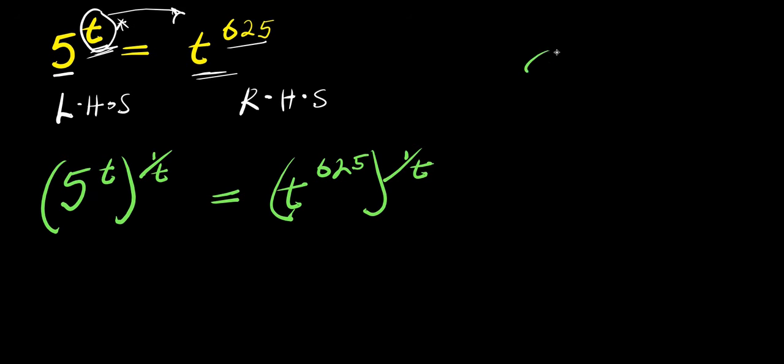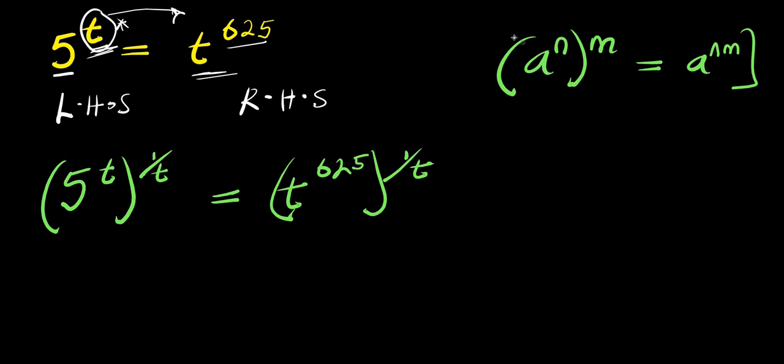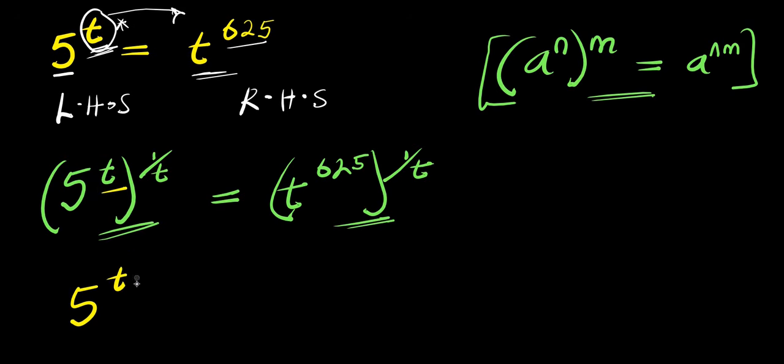Now, if you have a to the power of n, and this is raised to the power of m, this equals a to the power of n times m. So we apply this identity right here and here. So what I'm going to have is 5 to the power of t times 1, this is t divided by t. And this equals t to the power of 65 times 1, this is 65 divided by t.